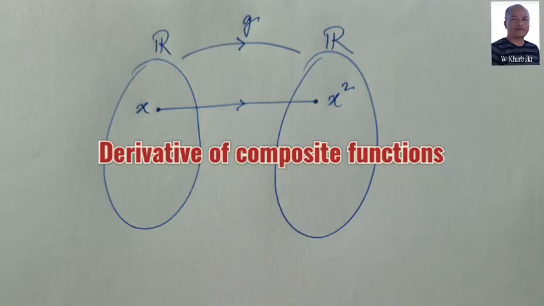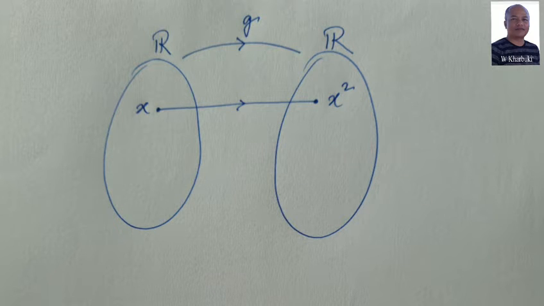So class, now let us learn about composite functions and the derivative of composite functions. So we start here with a picture, say a function g. Now this function g is from the set of real numbers R to the set of real numbers R, and say that this function takes x to x squared.